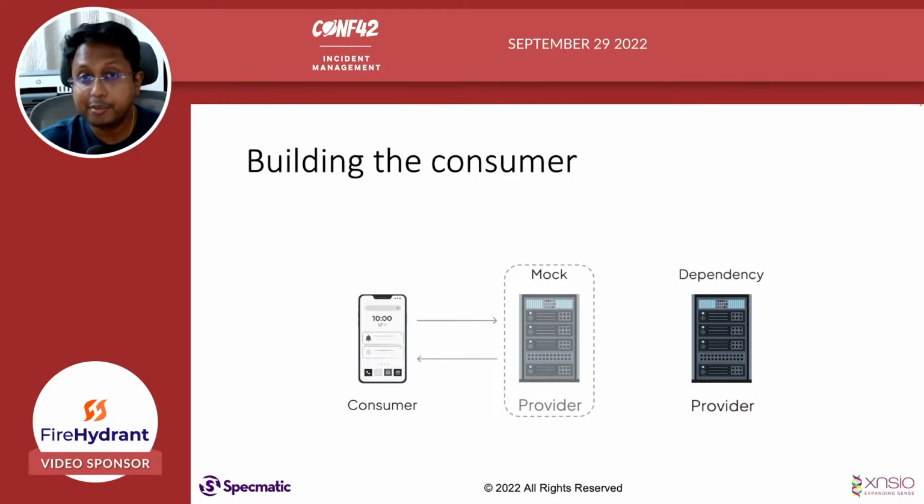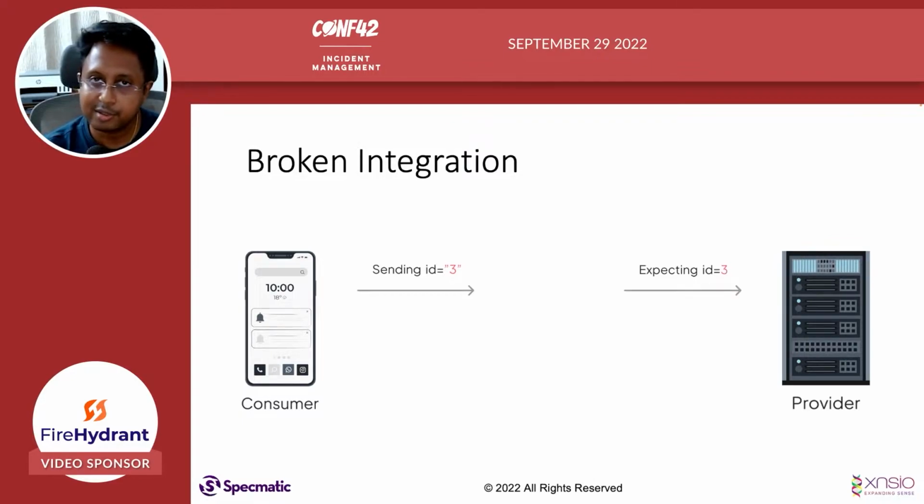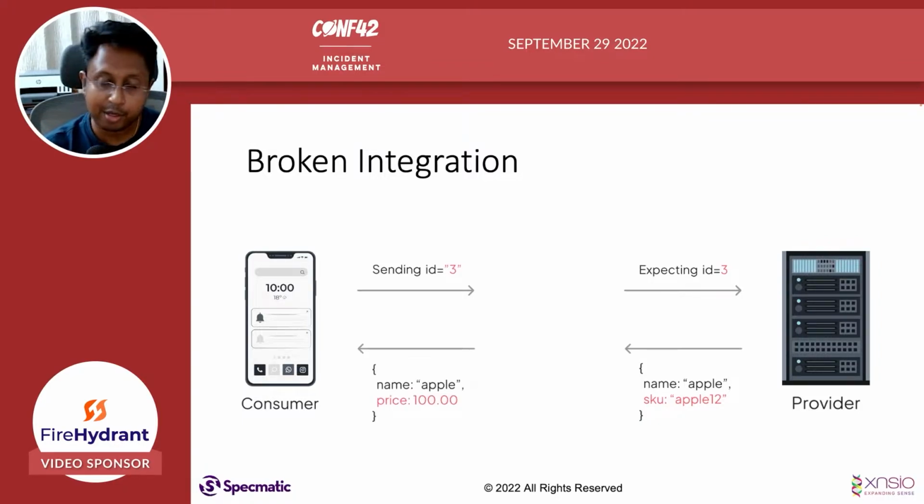While this looks good on paper, there is a fundamental flaw with this approach, which is the mock server need not be truly representative of the real provider. By which I mean, as a consumer application developer, I may wrongly assume that I could send the ID as a string, wherein the actual provider application may be expecting an integer. And likewise, the provider may be responding with the name and SKU of the product, while I may be wrongly assuming that I'd be getting the name and the price.